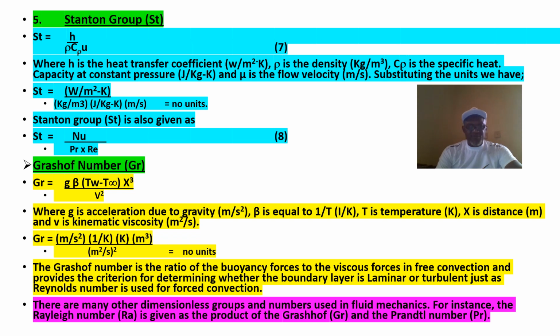We also have the Grashof number given there. If we substitute, there is no unit. And we said that the Grashof number is the ratio of buoyancy forces to the viscous forces. This also is used in determining the boundary layer, just like our Reynolds number, and is also used in flow of fluids. There are many other dimensionless groups.